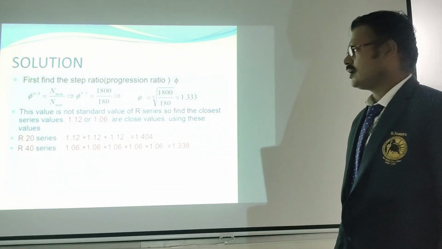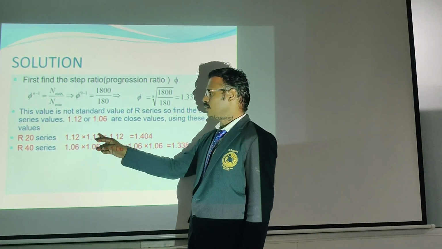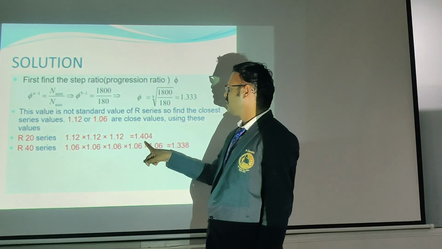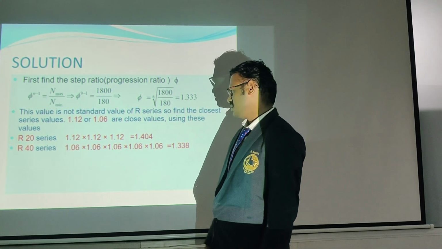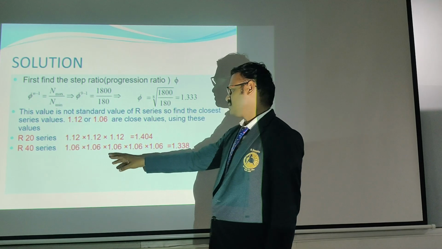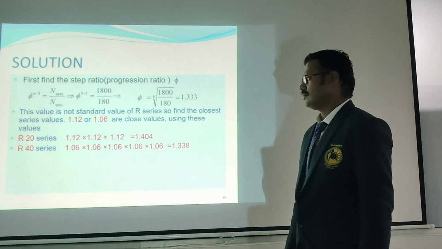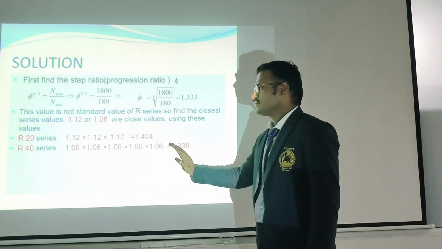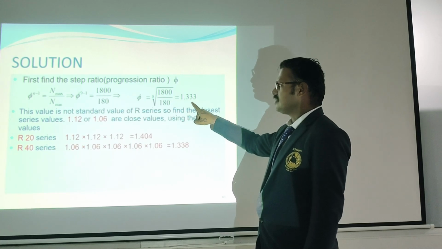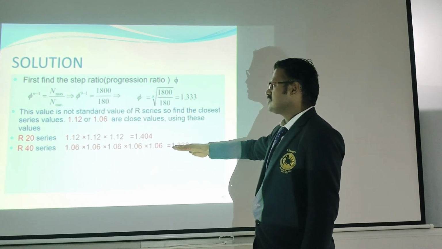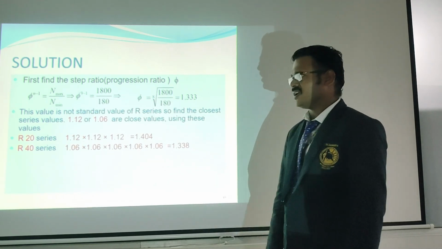Now I have taken R20 series as well as R40 series. If I multiply 1.12 2 more times, I will get 1.404. If I multiply 1.06 4 extra times, then I get 1.338. So now I can choose R40 series because 1.338 is close to 1.33. So R40 series is the closest to the step ratio value. So I am choosing R40 series.